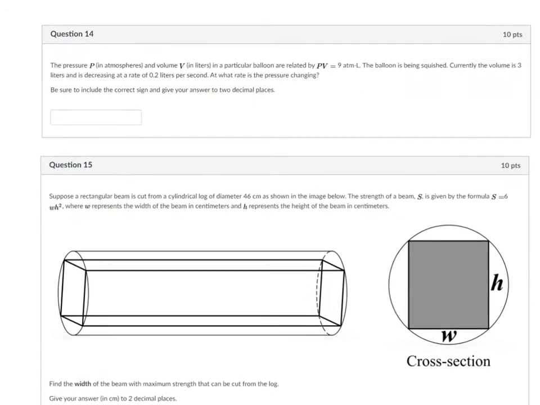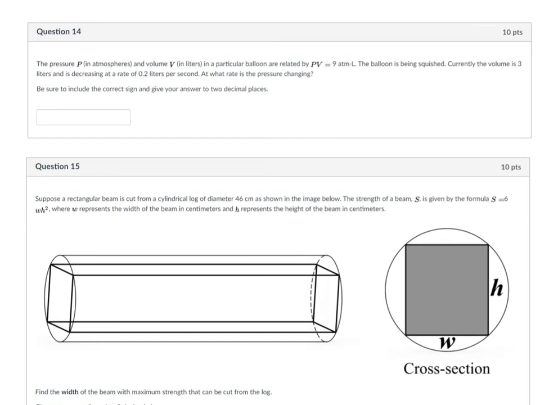Okay, so question 14 is a related rates question. We're told that P times V equals 9 atmosphere liters, and the balloon is being squished. Currently the volume is 3 liters, and it's decreasing at a rate of 0.2 liters per second. So V is equal to 3, and dV/dt is 0.2. We also know that PV is equal to 9, and we want to figure out at what rate the pressure is changing.